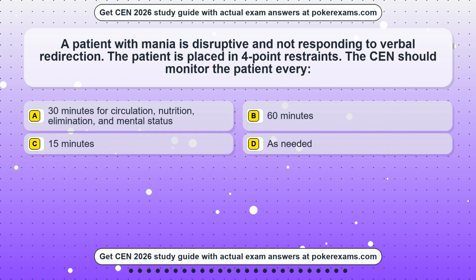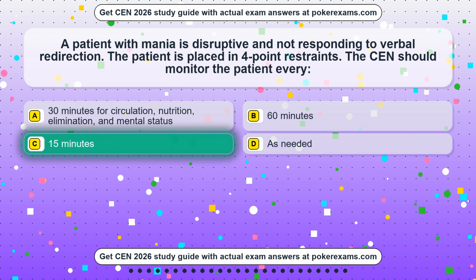Question 3. A patient with mania is disruptive and not responding to verbal redirection. The patient is placed in 4-point restraints. The CEN should monitor the patient every: Option A, 30 minutes for circulation, nutrition, elimination, and mental status. Option B, 60 minutes. Option C, 15 minutes. Option D, as needed. The correct answer is option C, 15 minutes.